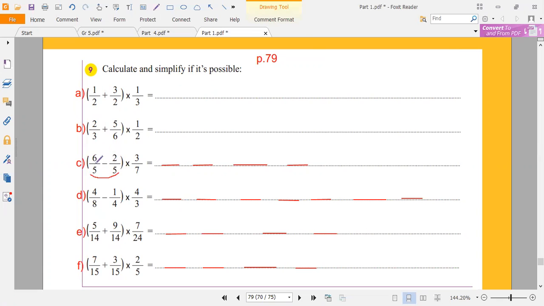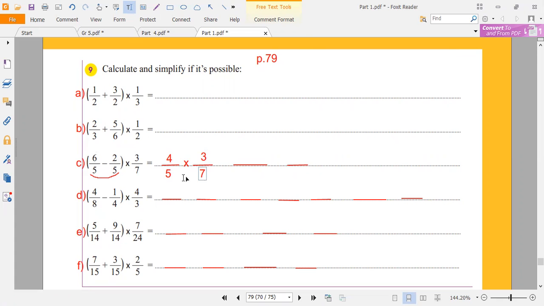Between parentheses, we have to subtract two fractions, but these two fractions have the same denominator, so we can subtract them directly. We subtract the numerator, 6 minus 2, 4, and we keep the denominator, it is 5. And we have times 3/7.